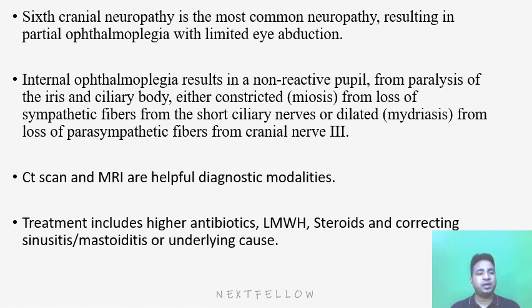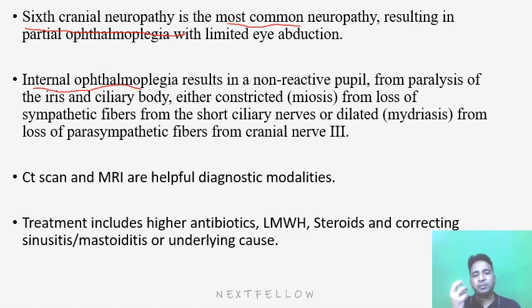Now, the sixth cranial nerve is the first and most common neuropathy, because the sixth cranial nerve lies in the substance of the cavernous sinus. So there will be lateral gaze palsy, partial ophthalmoplegia with limited eye abduction, I mean difficulty seeing laterally. Then internal ophthalmoplegia occurs. It results in a non-reactive pupil. Why? Because there will be paralysis of the iris and the ciliary body, which are responsible for pupil size adjustment. So because of this venous engorgement, iris and ciliary body paralysis lead to a non-reactive pupil.